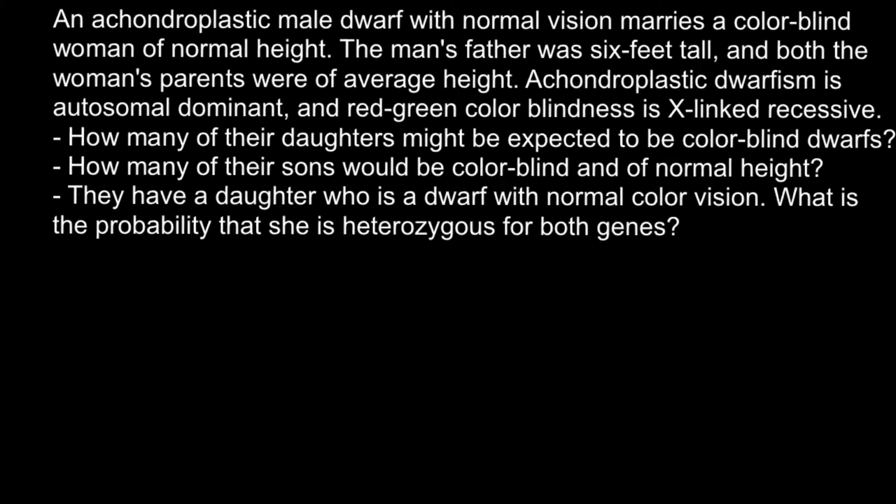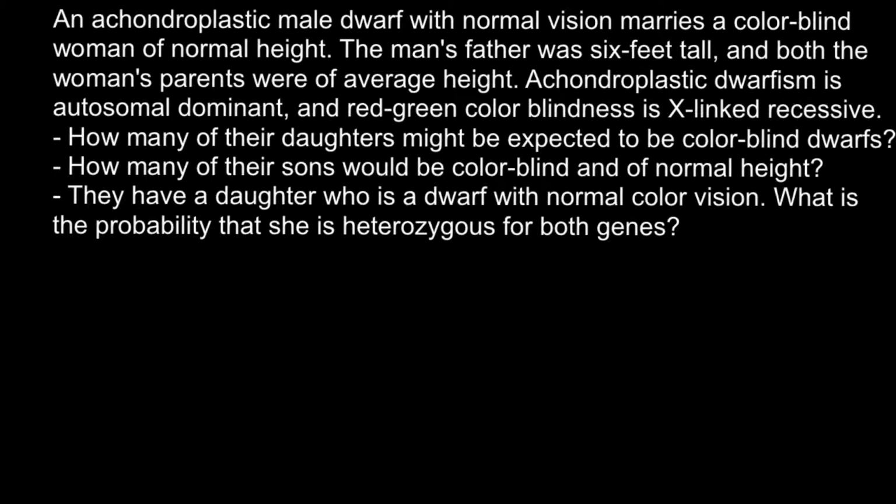An achondroplastic male dwarf with normal vision marries a colorblind woman of normal height. The man's father was 6 feet tall, and both of the woman's parents were of average height. Achondroplastic dwarfism is autosomal dominant, and red-green color blindness is X-linked recessive. So the first question is, how many of the daughters might be expected to be colorblind dwarfs?